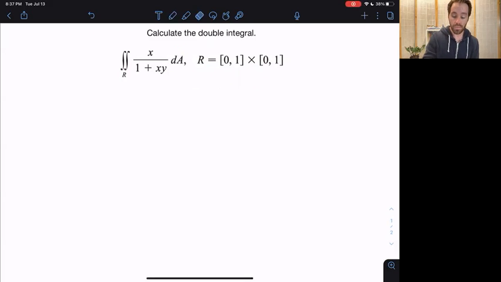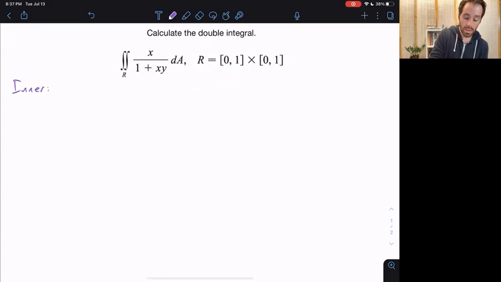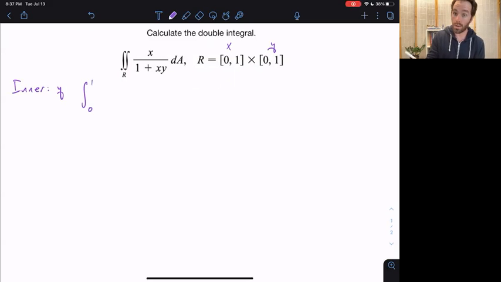This means that the inner integral is going to be the y. And so we'll be integrating along, well, this is the x and this is the y. So integrating from 0 to 1 along the y, x over 1 plus xy dy. You may recognize this as a u substitution problem, and you'd be right.